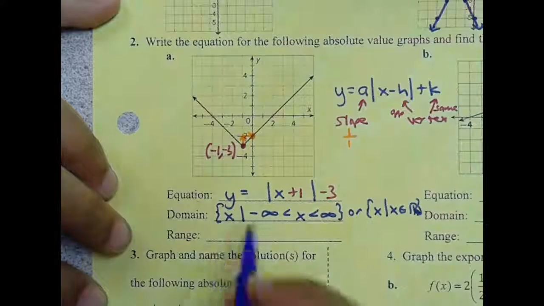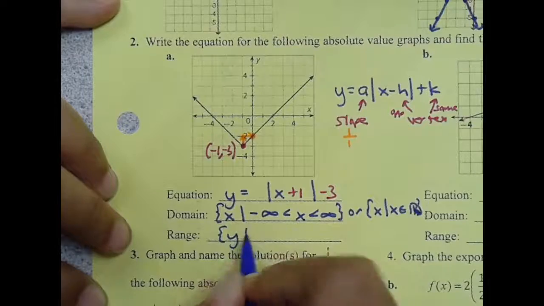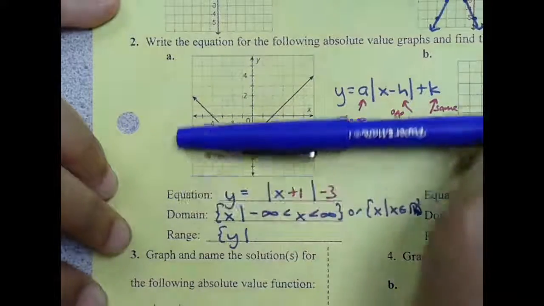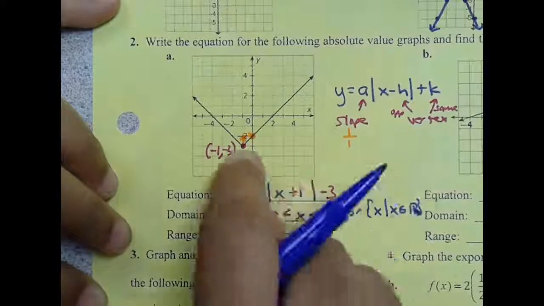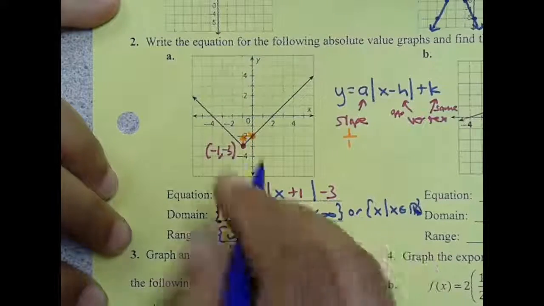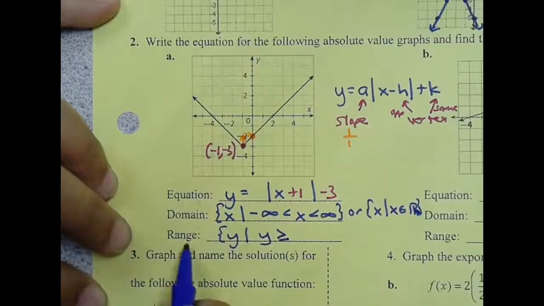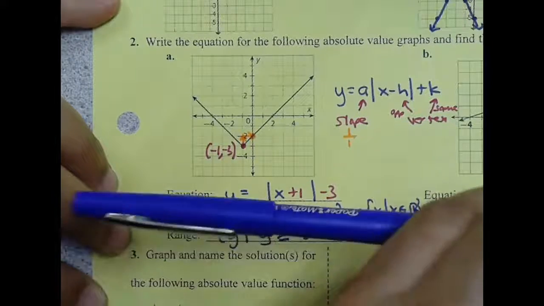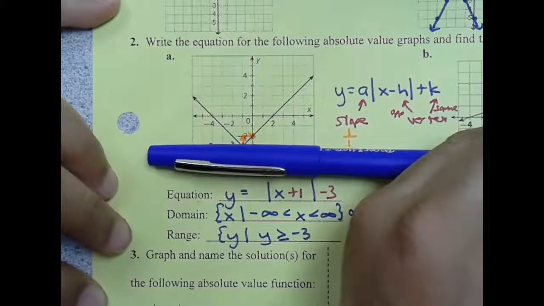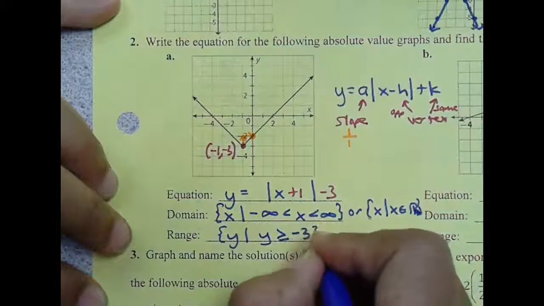All right, the range. The range is your y values. So what's happening with the y? Well, it goes on and on forever upwards. So that means y is greater than when it goes up. It is also equal to, because it's a solid dot here, and remember we're talking about the range, which is the y. The y is -3. You start at -3 for the y before the graph goes up and up forever.